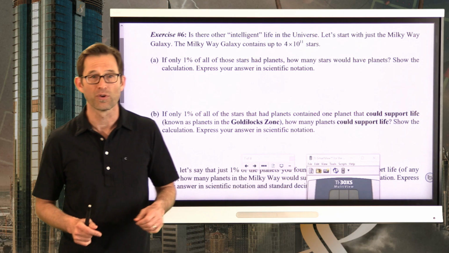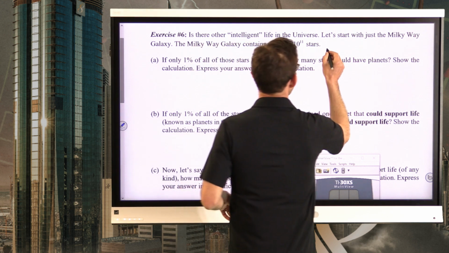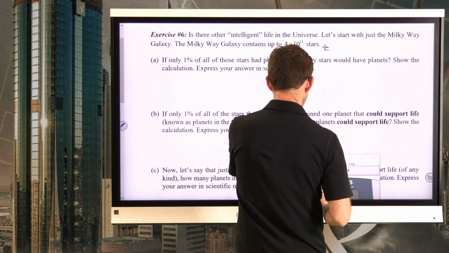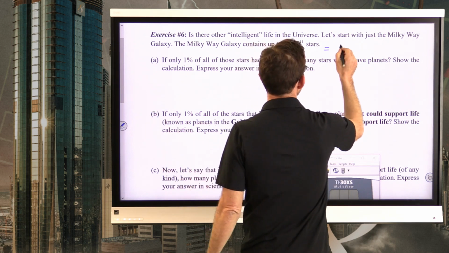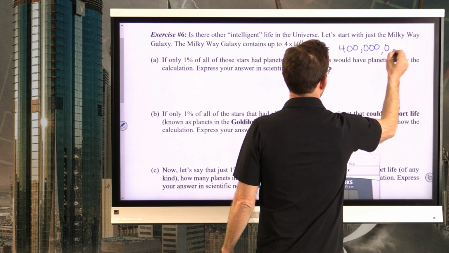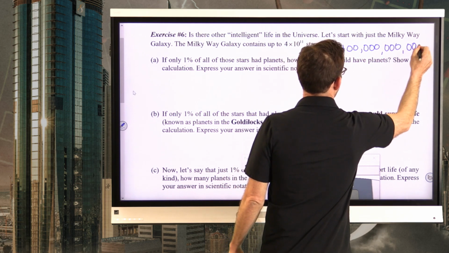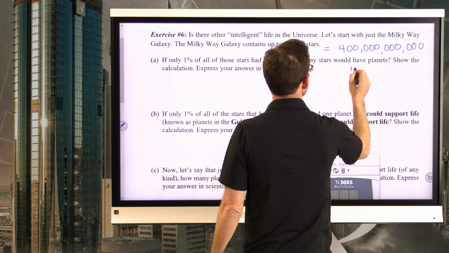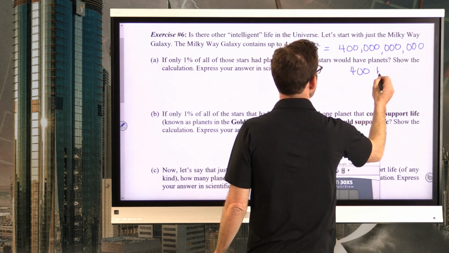Let's back out of that for a second. 4 times 10 to the 11th, I just want to kind of give you a sense for that. It's written in scientific notation, but again, just to really get a feeling for that, one, 2, 3, 4, 5, 6, 7, 8, 9, 10, 11. Yes, that is 400 billion.